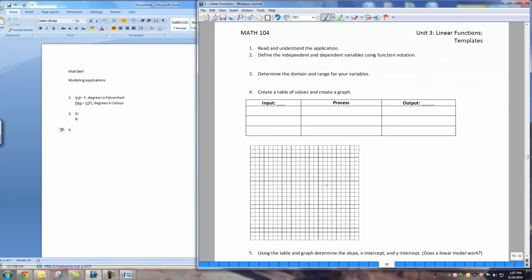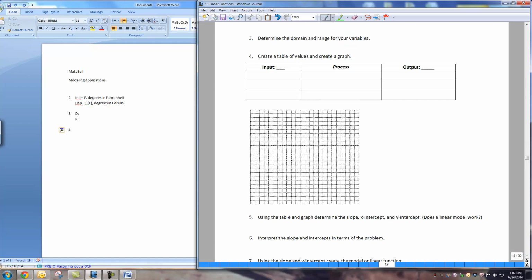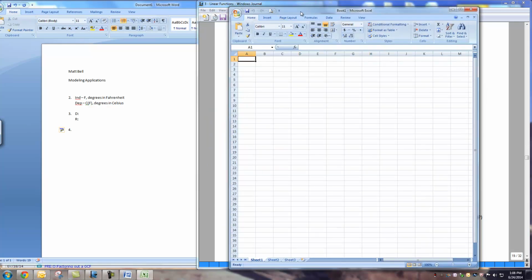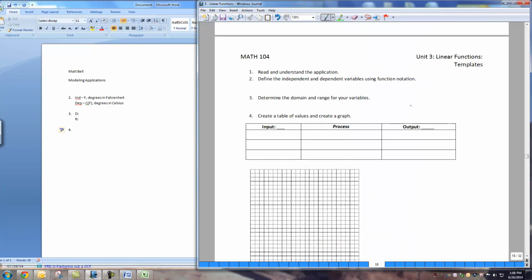Number 4, create a table of values and create a graph. So the table of values, you don't necessarily have to create and print, because you'll do that whenever you create your graph. So now let's go back into Microsoft Excel. So this is going to be F, and this side's C of F. Let's jump back in here.